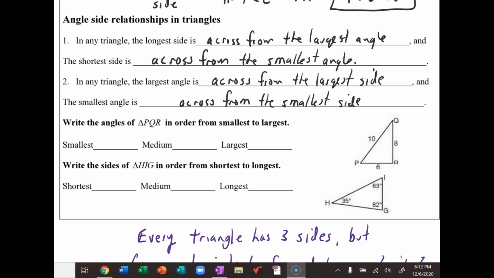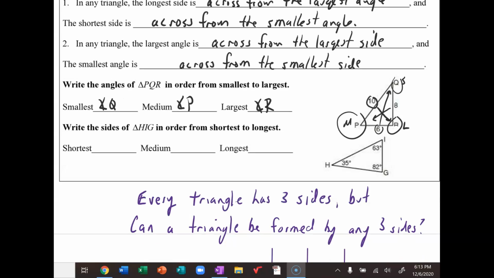All right, so when we look at a triangle, here's a triangle, and we know all three sides of this triangle. Since this is the largest side, across from that, that's supposed to be an R, that's the largest angle. So this would be the largest. And this is the medium side, so that's the medium angle. And this is the smallest side, so across from that would be the smallest angle. So if we want to write the angles from smallest to largest, the smallest one would be angle Q. The medium one would be angle P. And the largest one would be angle R.